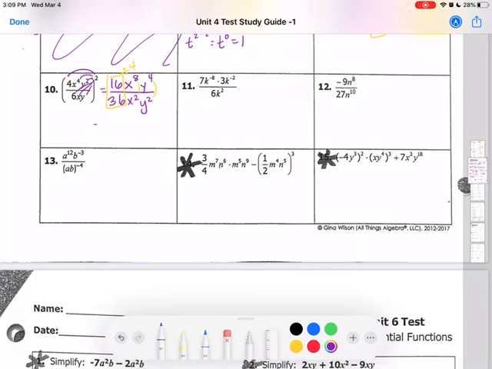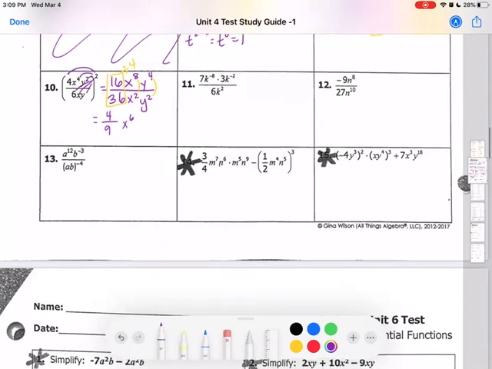So when I divide 16 by 4, I get a 4 on top, and then 36 divided by 4 is 9. 8 minus 2 gives me x to the 6th, and 4 minus 2 gives me y squared. So this will be my final answer here.